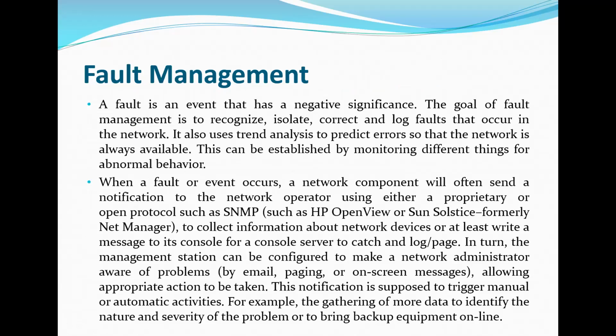Okay, now what is a fault? So we'll understand what is fault management. A fault is an event that has a negative significance. So what is the goal of fault management? We need to recognize what a fault is, then isolate it and correct it, and there could be some log fault that occurs in the network, right? So we should do some kind of analysis to predict the errors so that the network is always available, right? So we need to monitor. How do we do that? We need to monitor different things for abnormal behavior, right?